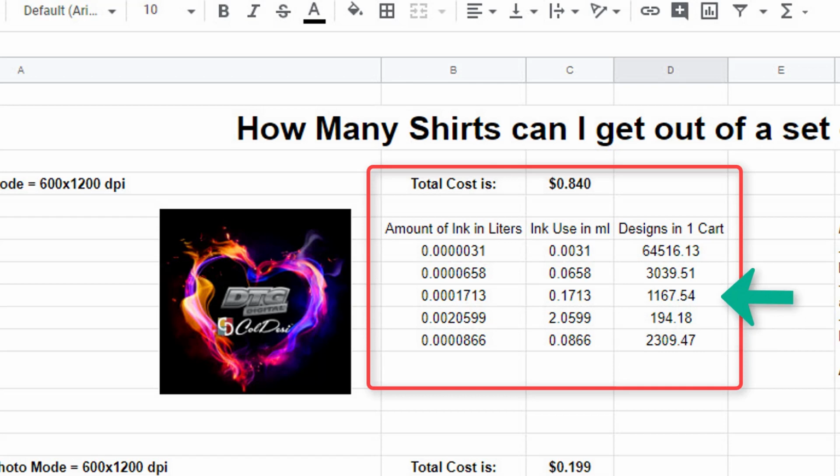Then by the time you get up to magenta, you're going to have to swap out the magenta. Then by the time you get up to this yellow here, you can see the number of designs in a cartridge. So for this one, for example, you could do 64,000 of these before you had to replace a black. You could do 3,000 before you had to replace a cyan. You could do 1,167 before you had to replace magenta, etc.